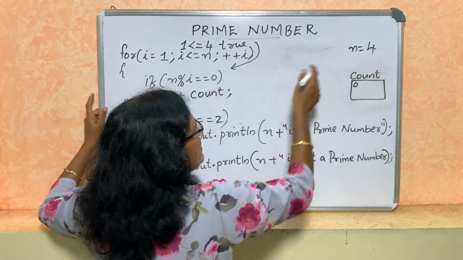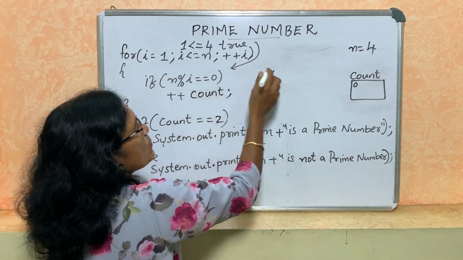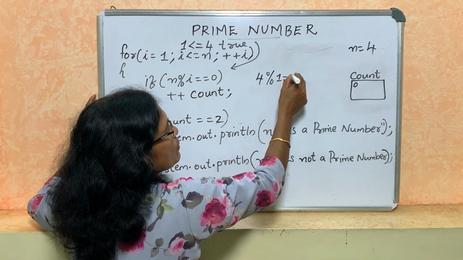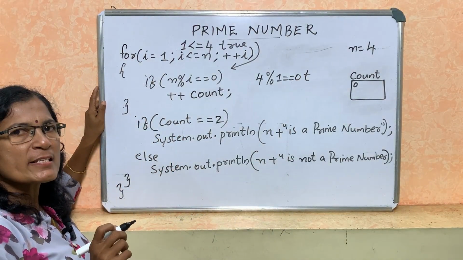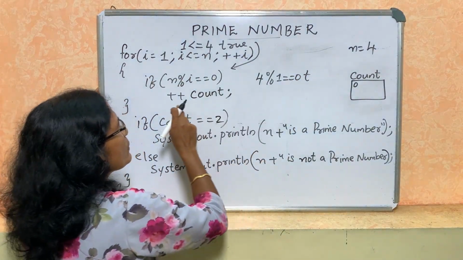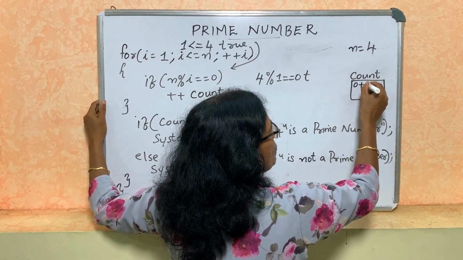The current value of n is 4. 4 modulus the value of i, which is 1. 4 modulus 1 is equal to 0. The test expression is evaluated to true. So 4 is completely divisible by 1, and the count variable is incremented by 1. The initial value of count is 1.